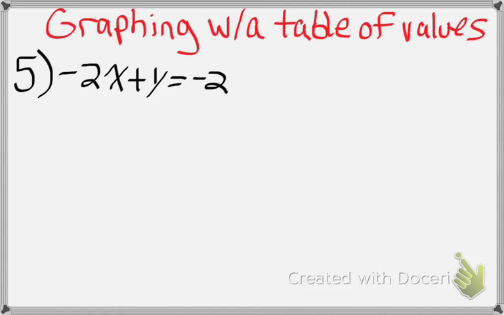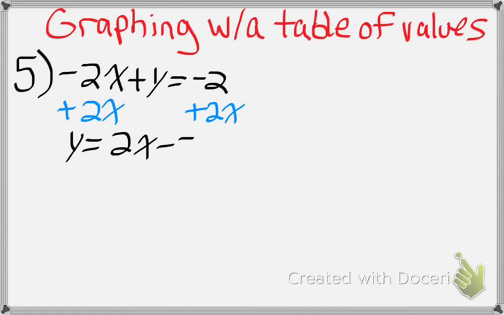So before you do a table of values, it makes your life easier if you get y by itself to begin with. So what we're going to do is move this minus 2x to the other side using the skills we've been learning. To move negative 2x, we're going to add 2x to both sides. Once you do this, you're going to have y by itself. So you're going to have positive 2x minus 2, or you can say negative 2 plus 2x.